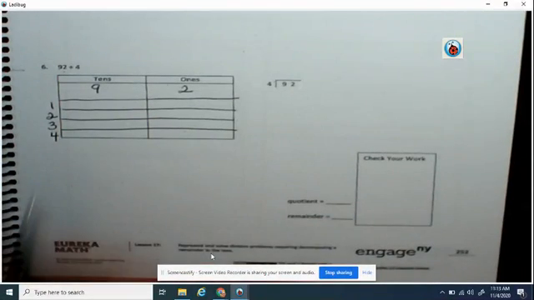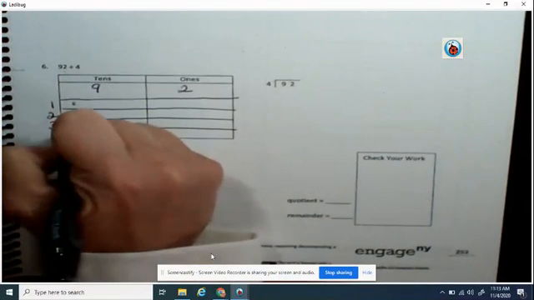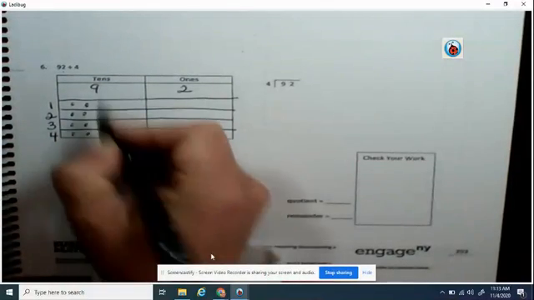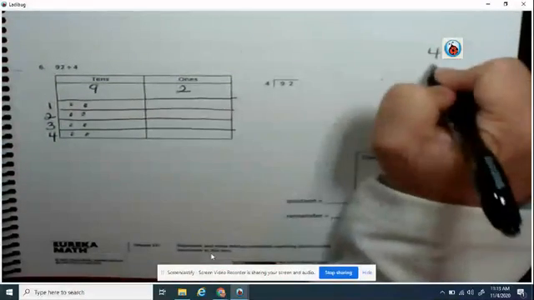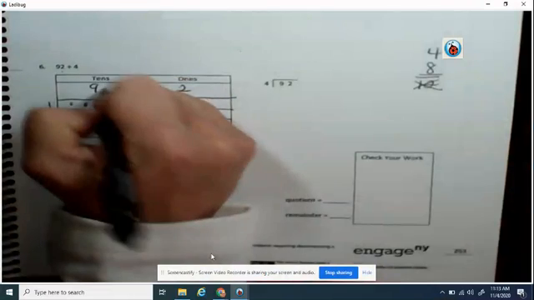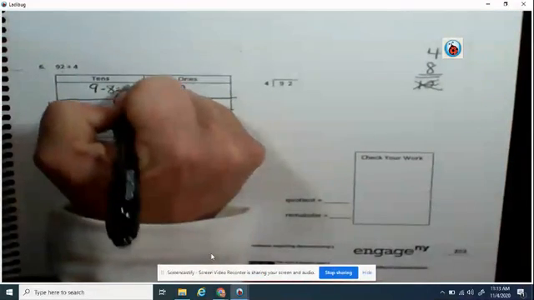Okay, so when I do 9, I've got 1, 2, 3, 4, 5, 6, 7, 8. I can't do another one. Okay, so if I come over here, 4, 8, 12. I can't do another group of 4. 12's too big. I have to stop at 8. So 9 minus 8 equals 1 left over.